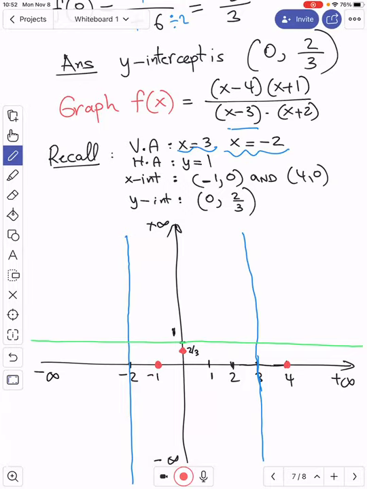We are supposed to start from the left. On the left, of course, you have your negative infinity and you have your horizontal asymptote, the green line. By definition of horizontal asymptote, your graph is supposed to be as close as you want to the horizontal asymptote. Your graph can be either below the horizontal asymptote or above the horizontal asymptote.